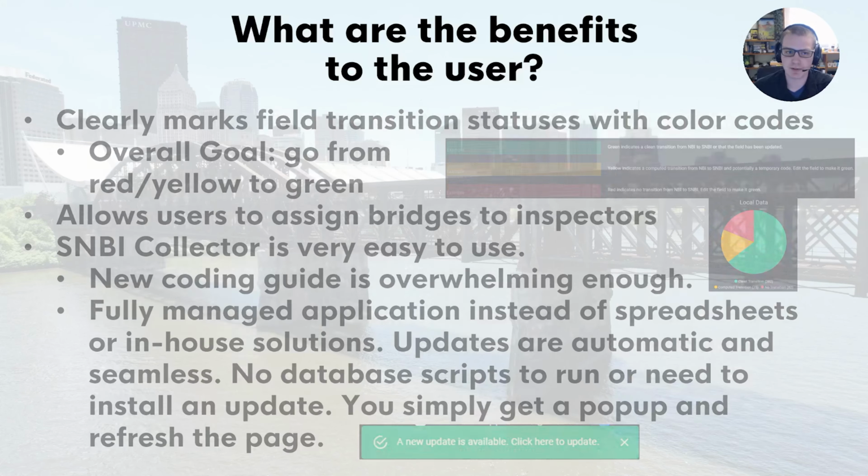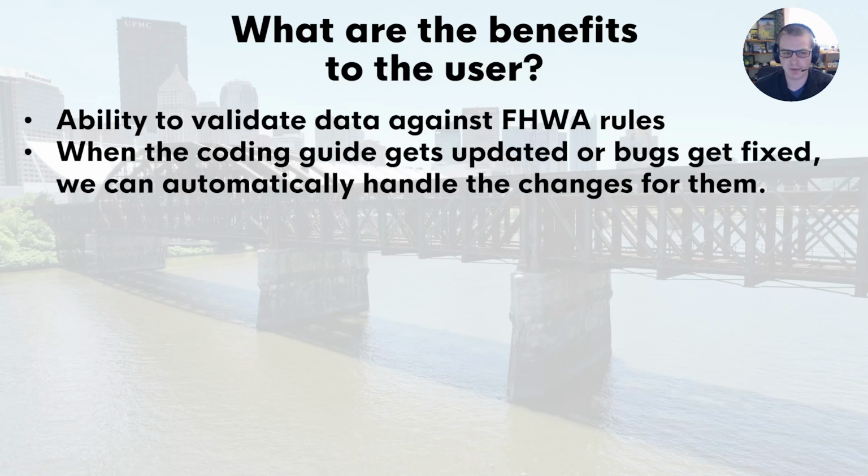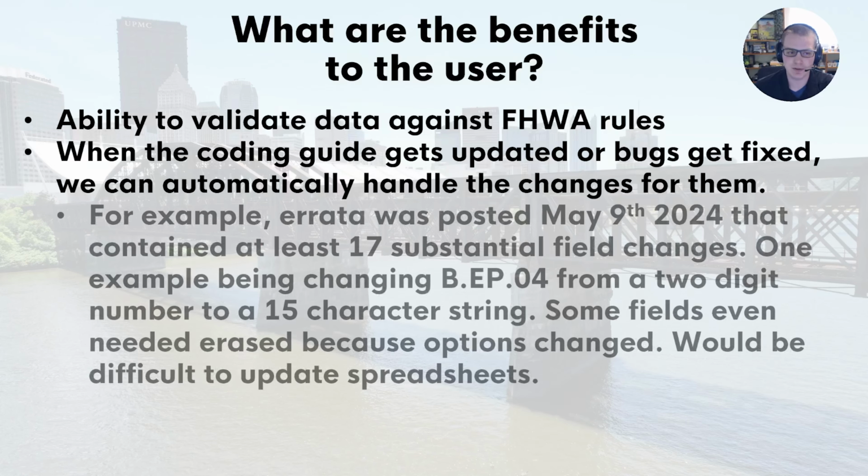So you also have the ability to validate data against the FHWA rules. FHWA has their transition tool, but they also have a bunch of rules that exist for validation to make sure that the data being collected is in the format and everything that they expect. When the coding guide gets updated or bugs get fixed, we automatically handle the changes for them. So in the application, again, the app updates are pretty seamless. We take care of any changes, and we found some issues with the SNBI rules. So we adapt the application to fit that as best as we can for the users.